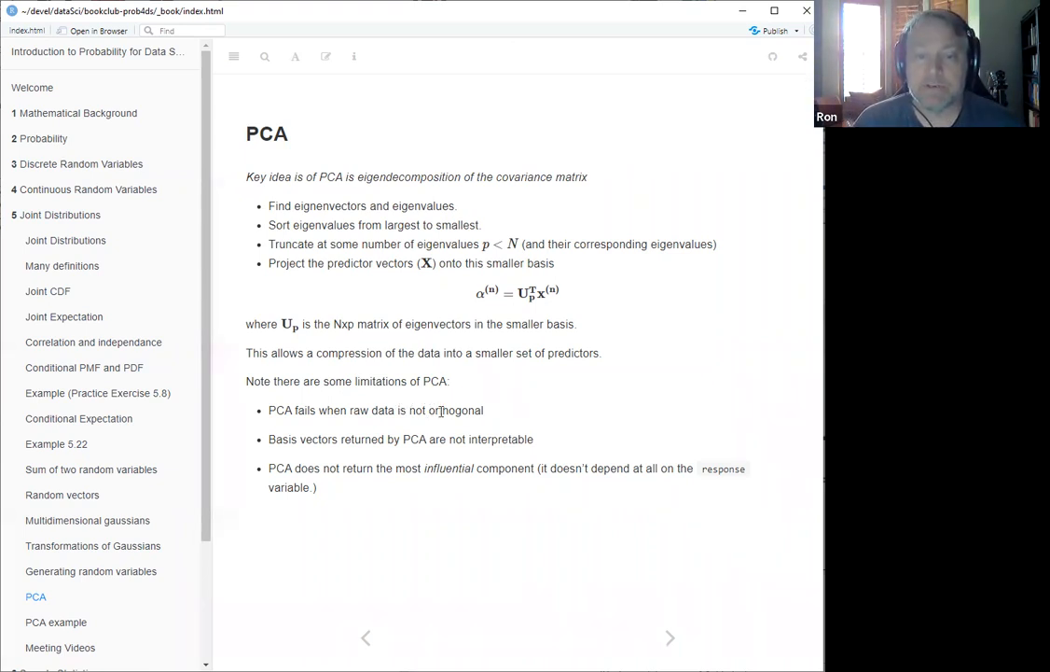He does mention some limitations of this: PCA fails when the raw data is not orthogonal. Obviously then there's no way to reduce the data. Another limitation, the basis vectors are generally not interpretable. They're just some linear combination of all the other predictors, so we don't have much ability to understand them directly. And the other thing is PCA is unsupervised, so it doesn't depend at all on the response variable. So you might pick out important components, but it doesn't necessarily tell you what the most influential components are on the response.